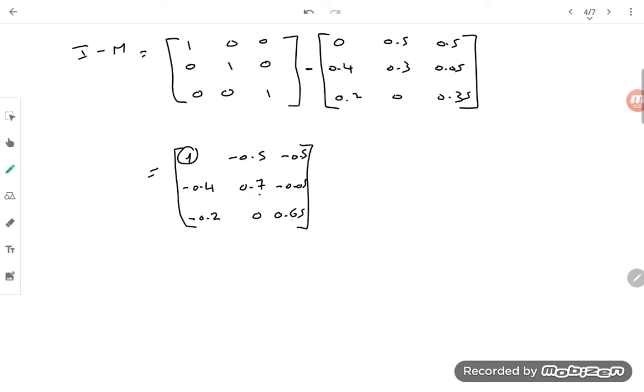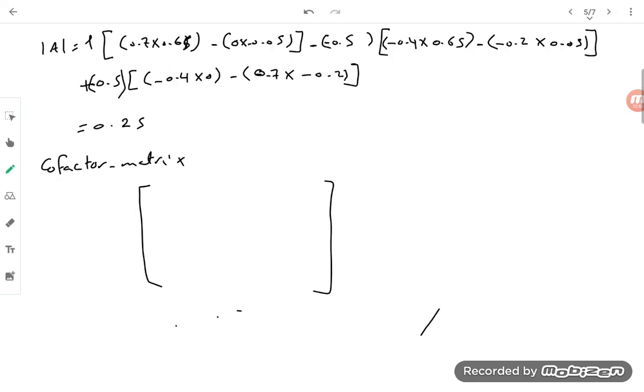The second step in order to find the inverse is the cofactor matrix. Cofactor will be calculated as 0.7 multiplied by 0.5 minus negative 0.5 multiplied by 0. This is the first element. With respect to the second element, it will be negative 0.4 multiplied by 0.65 minus negative 0.05 multiplied by 0.2, and so on. So it will be 0.455, negative 0.27, 0.14, negative 0.325, 0.55, negative 0.1, 0.375, negative 0.21, and 0.5.